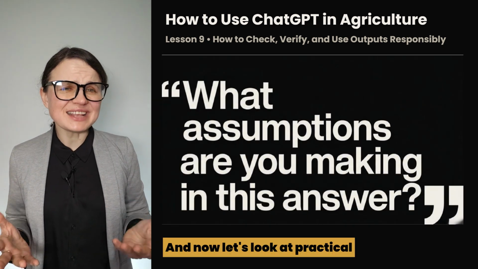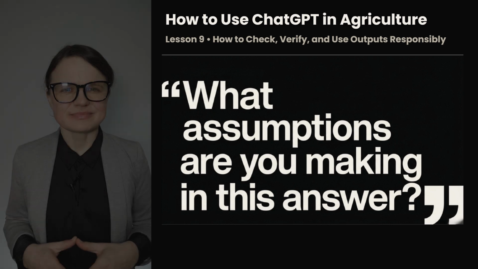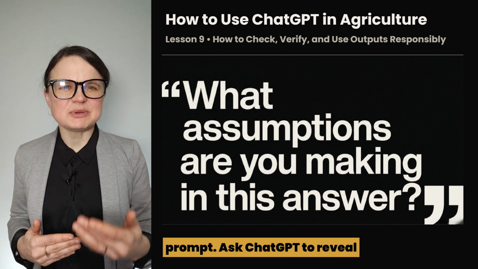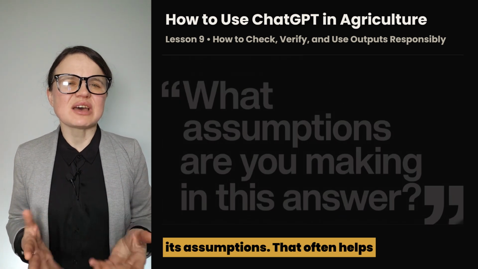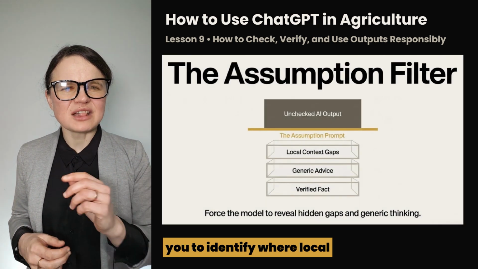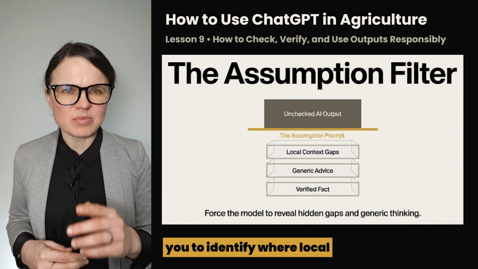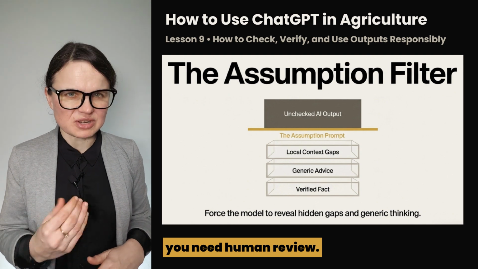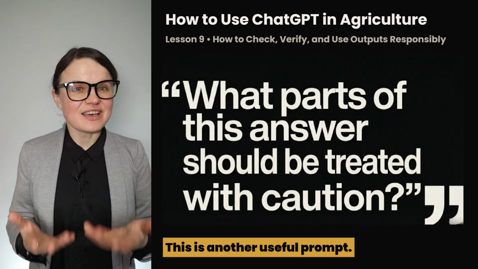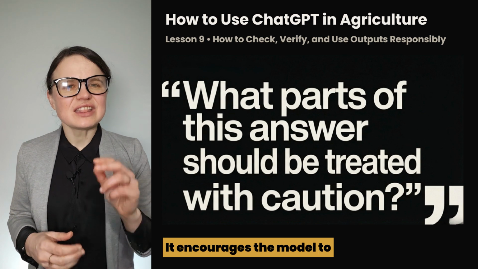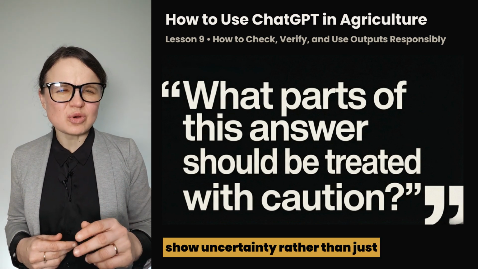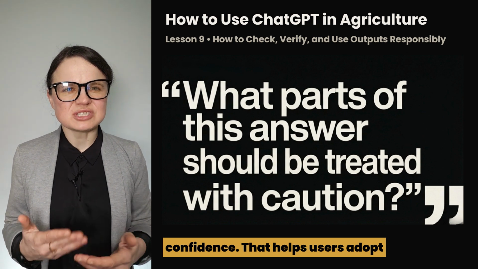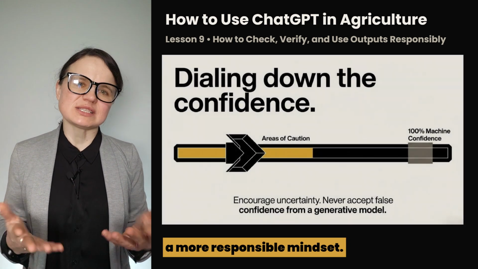And now let's look at practical verification. So this is a powerful prompt. Ask ChatGPT to reveal its assumptions. That often helps you to identify where local context is missing and where you need human review. This is another useful prompt. It encourages the model to show uncertainty rather than just confidence. That helps users adopt a more responsible mindset.